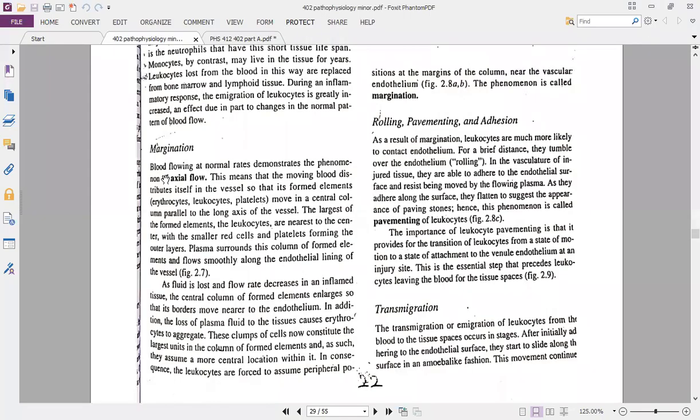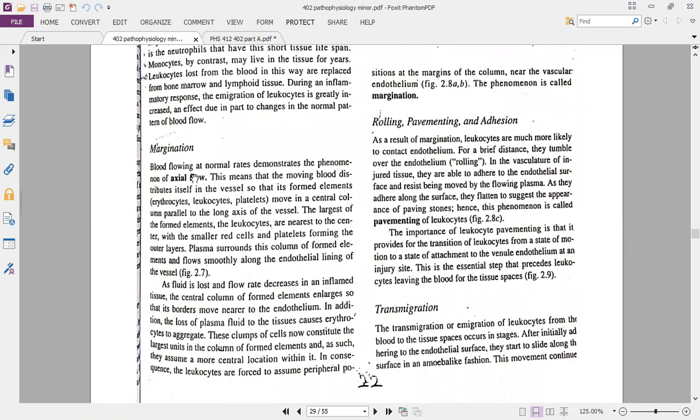We have to discuss leukocyte migration now. As I told you already, the blood is flowing, and the formed elements travel in the axial flow. Margination starts to occur at the site of injury inside the blood vessel. Margination means that once the fluid has leaked out, the white blood cells move from the axial flow and start to align themselves towards the margin of the vascular endothelial lining.